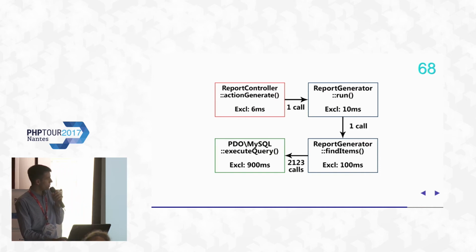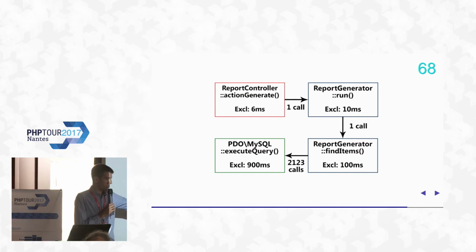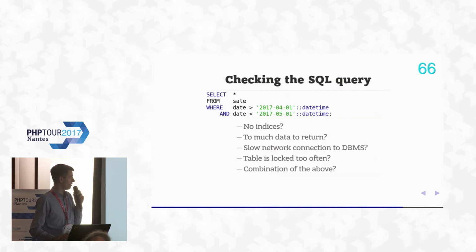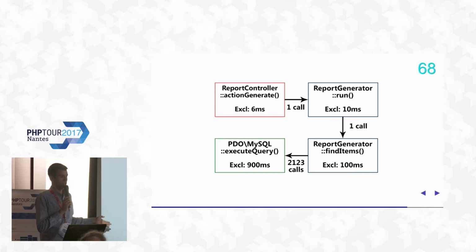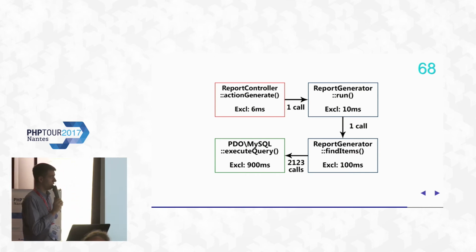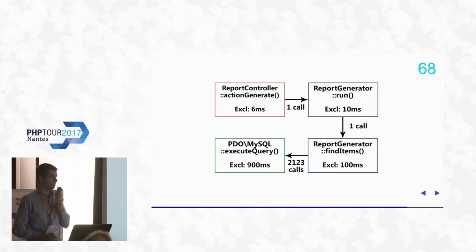Really, we are missing the call times. So probably here in find items, as we see the query, it doesn't look too different. And it was called more than 2,000 times. Probably it's an algorithm error, and MySQL is not the problem of the slow page at all. So maybe your report generator has the wrong algorithm.